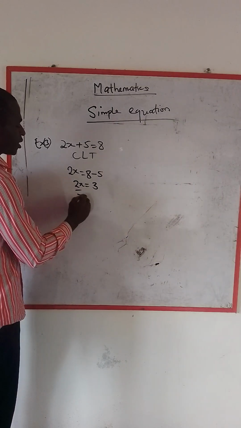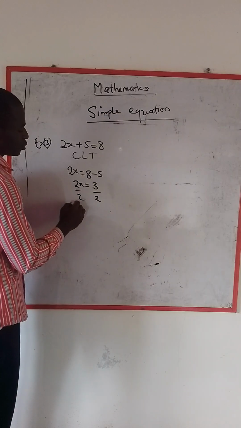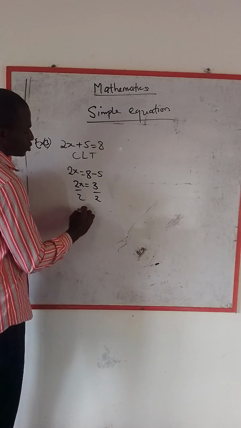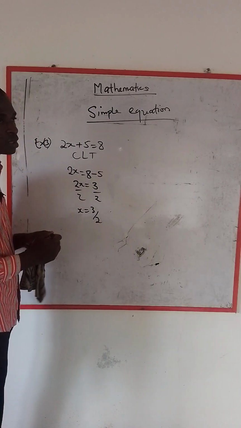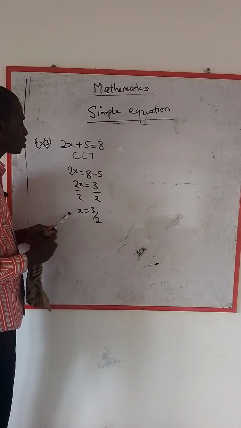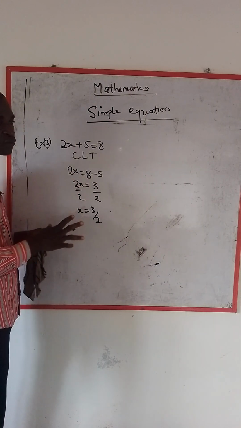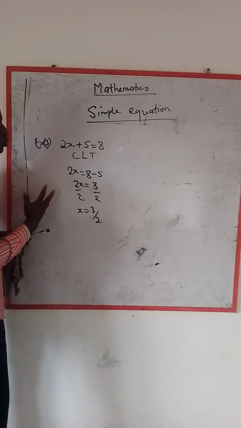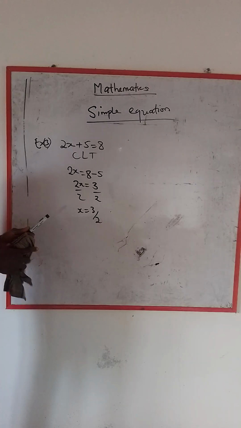We divide both sides by 2. When we divide both sides by 2, we are going to have x equals 3 over 2. This is exactly what x is all about. So, you will see that from here, we've been able to collect our like terms and follow all these procedures. If you are able to follow procedures like this in mathematics, you are sure to get your answer.